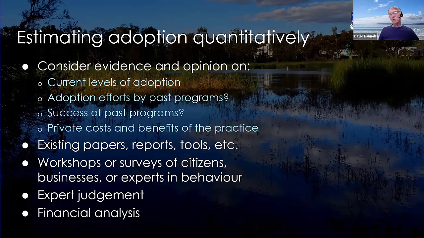And of course, this is going to be related to the costs and benefits of the practice, which is what I was talking about a couple of slides ago when I was asking what are the characteristics of this practice. You might find that there are existing papers or reports that help you make these judgments. You might not, in which case you might have to conduct workshops or surveys of citizens or businesses or of experts in behaviour. You might not have time or resources to do all that. You might resort to expert judgments to tell you what level of adoption you should assume.